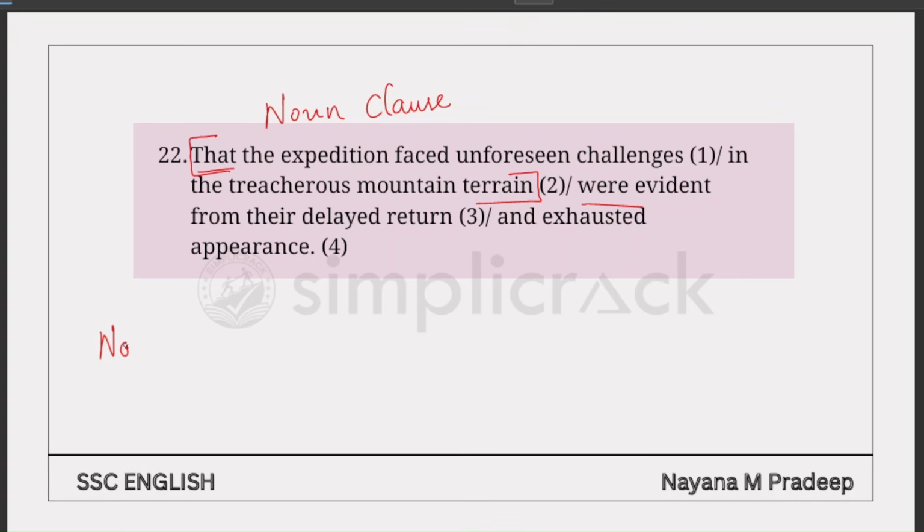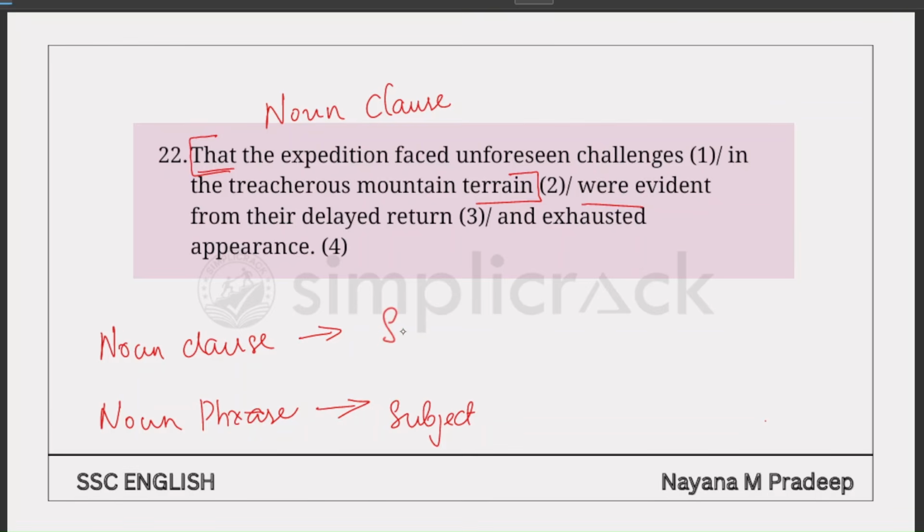Now, before we move on, let me ask you, what is the difference between a noun clause and a noun phrase? A noun phrase only comprises the subject. But in a noun clause, you have a subject and a verb. In both cases, there is a group of words, but in a noun clause, along with the subject, you also have a verb, whereas in a noun phrase, you do not have a verb.